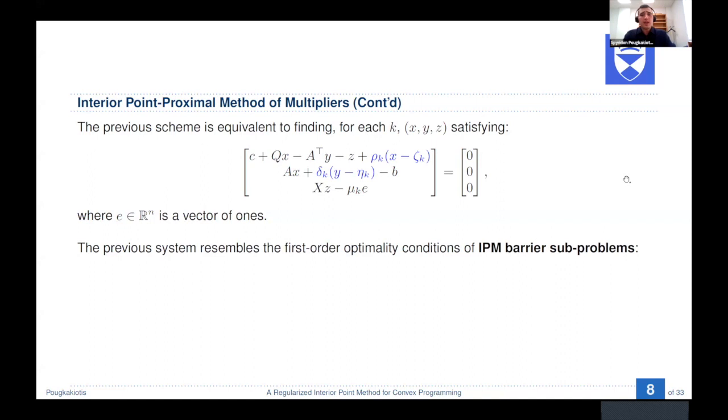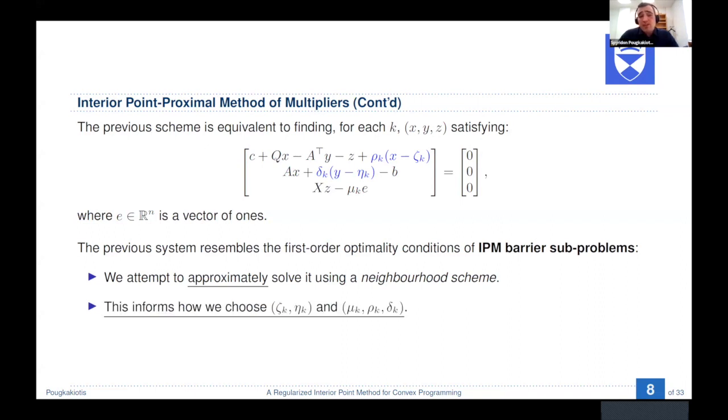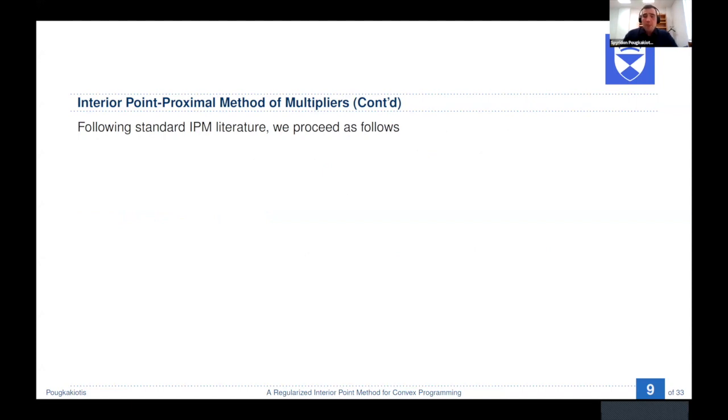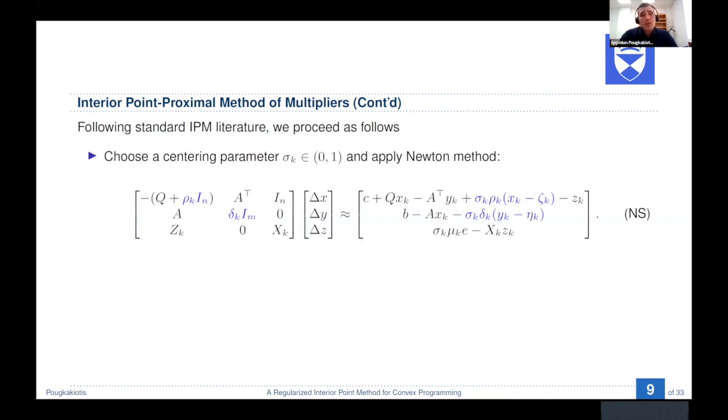So the idea here is, instead of solving this system exactly, we follow traditional interior point schemes and approximately solve it using a so-called neighborhood scheme. And of course, this will in turn inform how we will update our estimates zeta and eta, as well as our penalty parameters. Typical interior point methods apply a single Newton iteration to the previous system of nonlinear equations. The way they work is that you choose a centering parameter, sigma, which is between 0 and 1, and sigma predicts how much the barrier parameter is going to decrease in the next iteration. And of course, as the barrier parameter mu approaches 0, we're approaching the optimal solution.